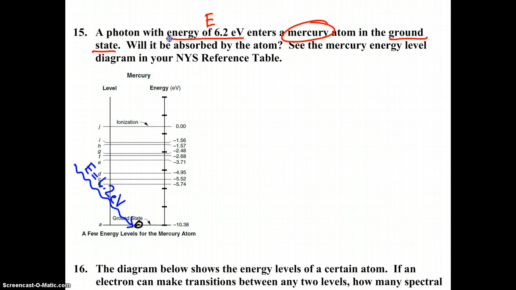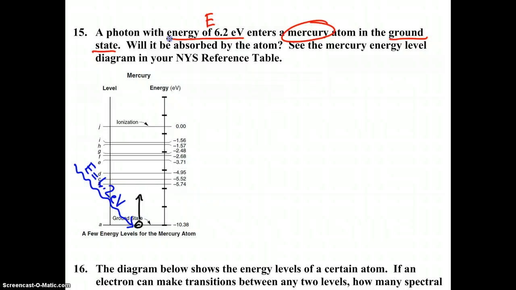Okay? Now, the question is, will that photon be absorbed? What it's asking is, is that energy just the right amount to excite it to a higher energy level? The answer to that question lies in the fact that in order to absorb that photon and the electron to get excited to a higher energy level, that photon's 6.2 electron volts has to be exactly equal to the difference between any two energy level transitions.